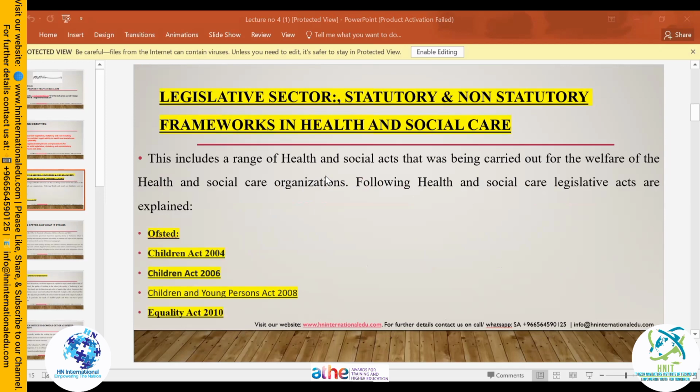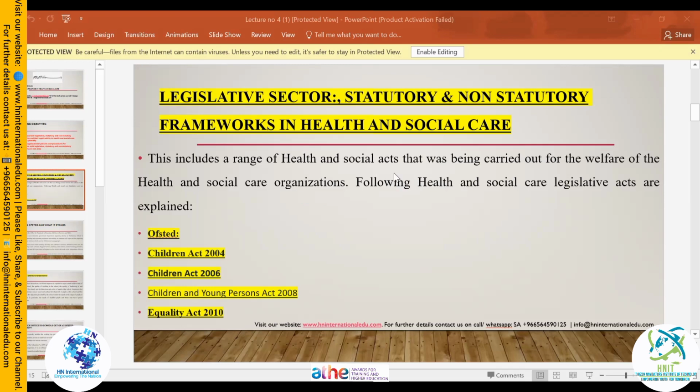What type of legislative laws have been introduced in order to pursue success in a healthcare organization? Many of the acts and policies have been recognized throughout history, because the health and social care sector is something that needs advanced legislation in order to pursue the specific aims of the healthcare organization.